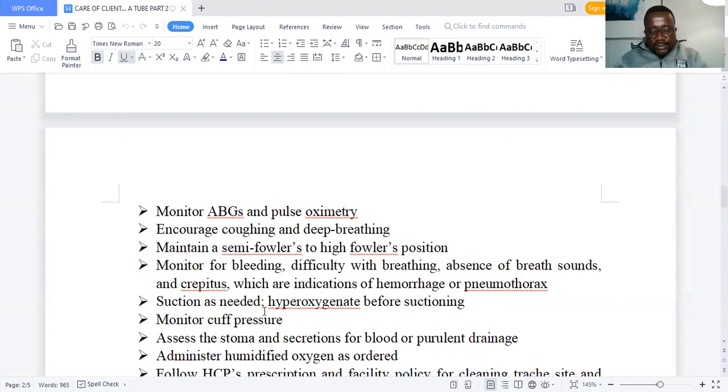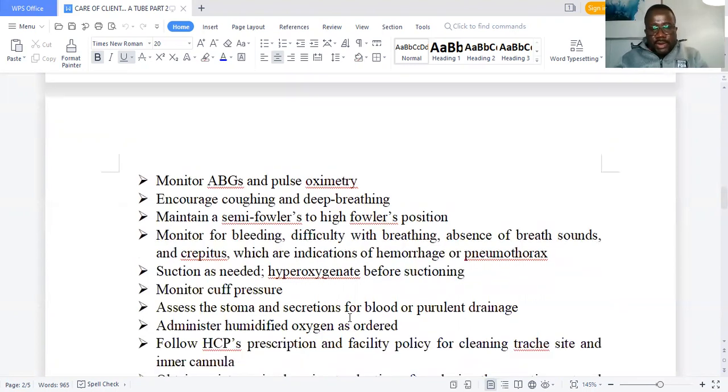Suction as needed, not 4 hourly, 8 hourly. Suction as needed. Now, before you suction, you have to hyperoxygenate before suctioning. Very important. Monitor cuff pressure. And what did we say about cuff pressure? We said it should be 15 to 20.